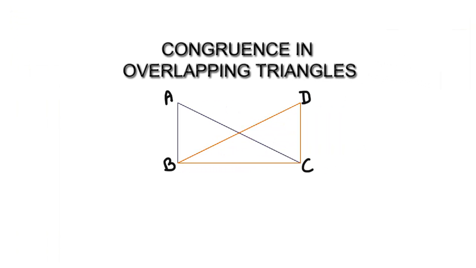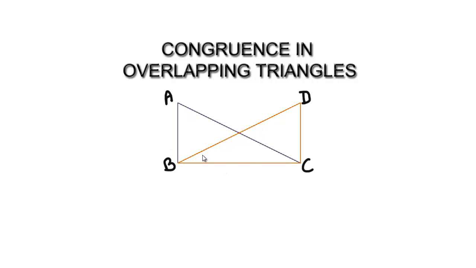Hi everyone. For this lesson we'll take a look at congruence in overlapping triangles. So here's a diagram where we have two overlapping triangles. We have triangle ABC, which is the blue one, and we have triangle DCB, which is the orange one.